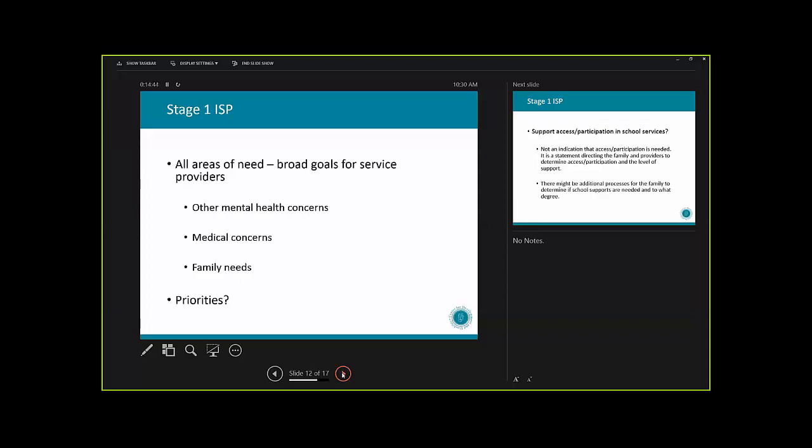With all areas of need, the ISP guidelines indicate that you have to have broad goals for service providers. And so again, as a stage 2 and 3 provider, these are going to be what you're seeing in terms of broad goals, such as assessment perhaps for challenging behavior, assessment for language, assessment related to social communication, things like that. You might also see other broad goals that might have come up through that stage 1 service.